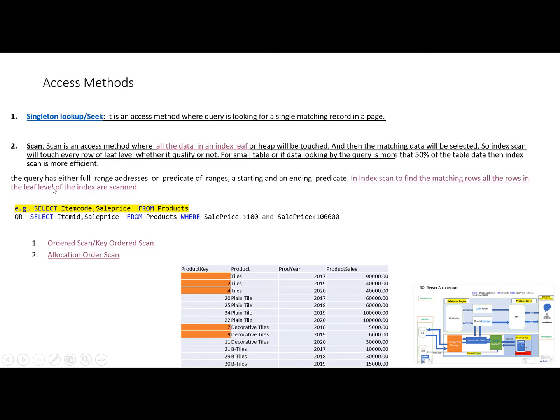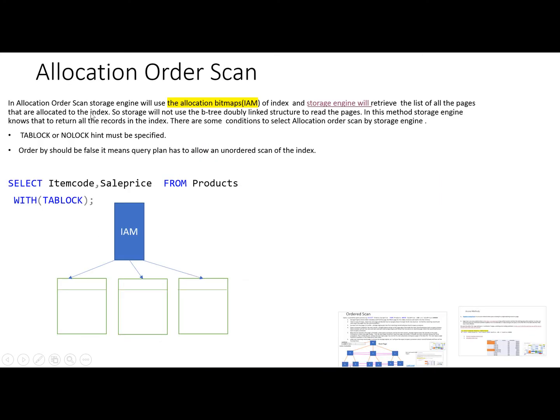The scanning is done in two ways: either it can be an ordered scan, a key order scan, or it can be an allocation order scan. In this video we are going to discuss the allocation order scan. In the allocation order scan, the storage engine knows that it has to return every record, because there is no where clause. It will read every record and return every record to the query processor.